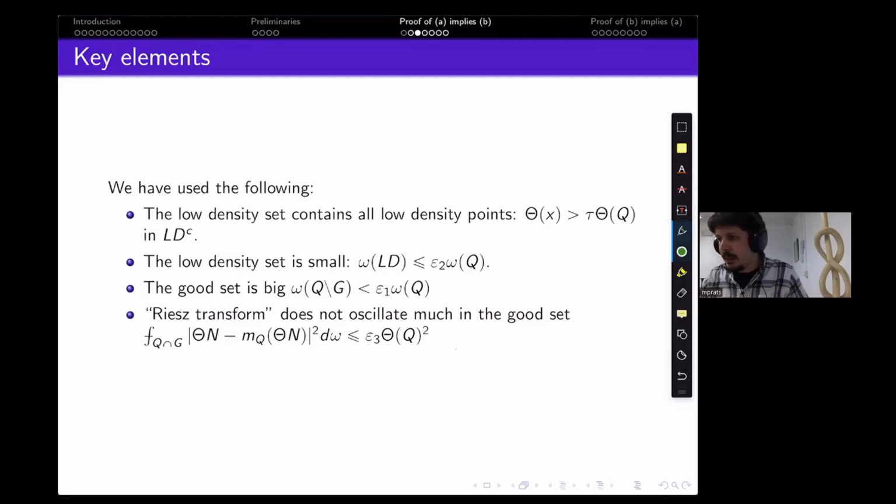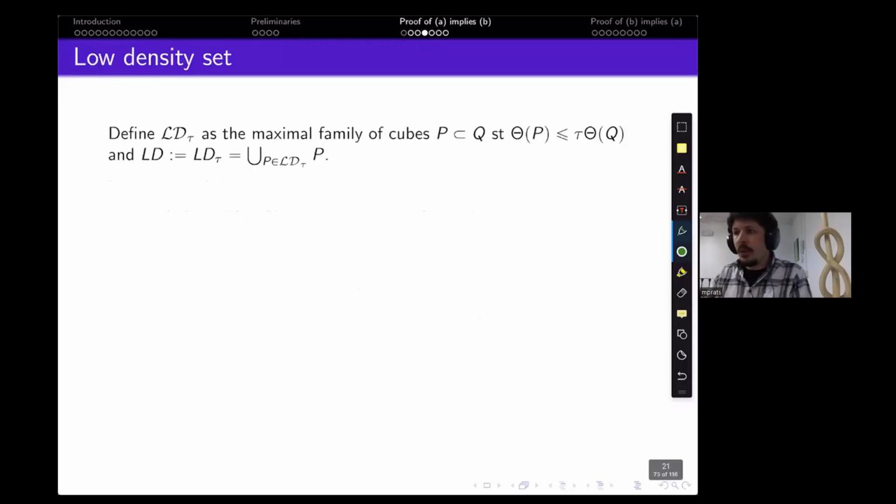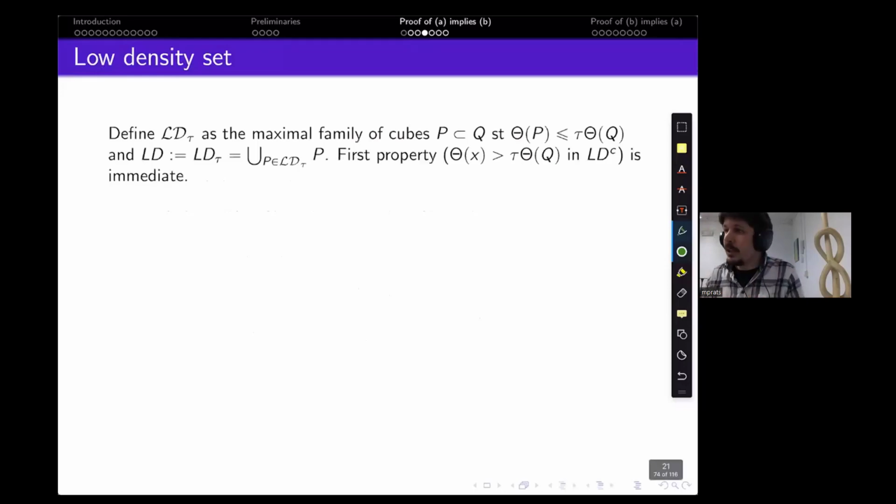Okay. This will be the definition. We have to pick the right definition in order to obtain this, and this will be a bit more important. Essentially, let's talk about the low density set. Low density will be the maximal family of cubes such that the density is small. Of course, in the complement, the density will be big. So by definition, we get the first property that we need.